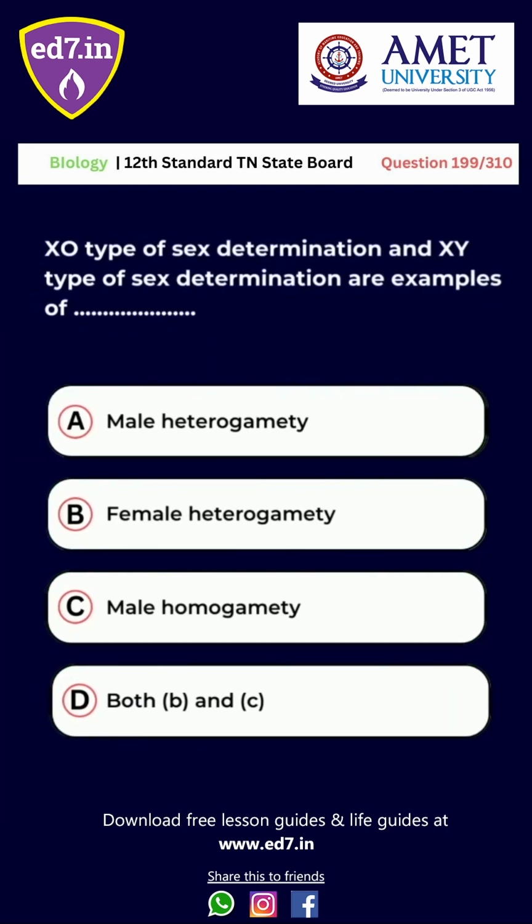Question number 199. XO type of sex determination and XY type of sex determination are examples of A, male heterogamety. B, female heterogamety. C, male homogamety. D, both B and C. And the right answer for this question is option A, male heterogamety.